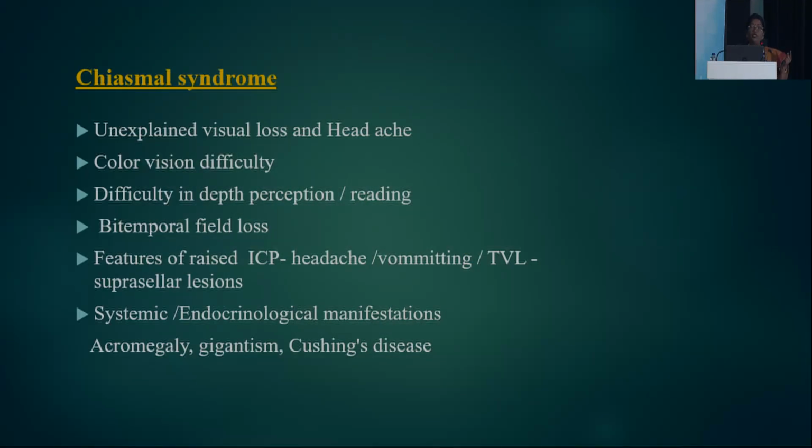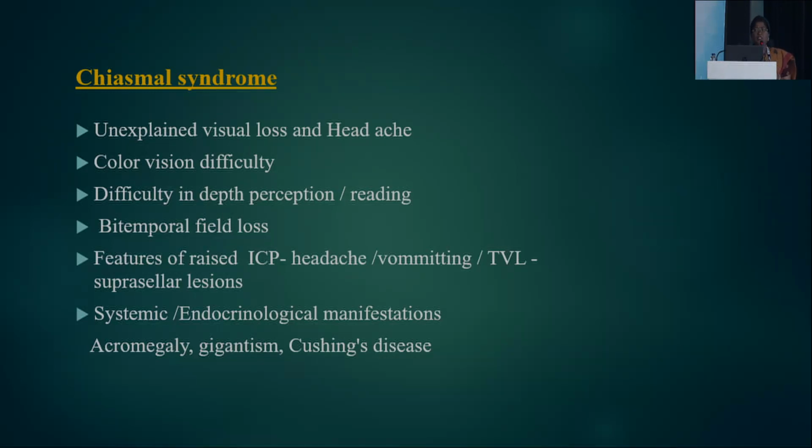So next, moving on to the chiasm: unexplained vision loss and a headache. Be very, very careful in such patients. They may come to you with 6/6 vision. All the optic nerve function tests may be normal, but always check the visual fields, because early field defects will start in a chiasmal syndrome, which will give you a clue to image these patients.